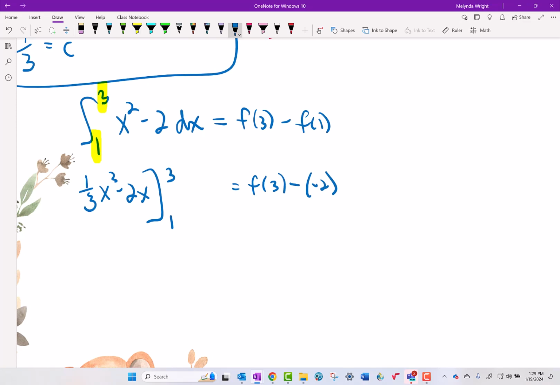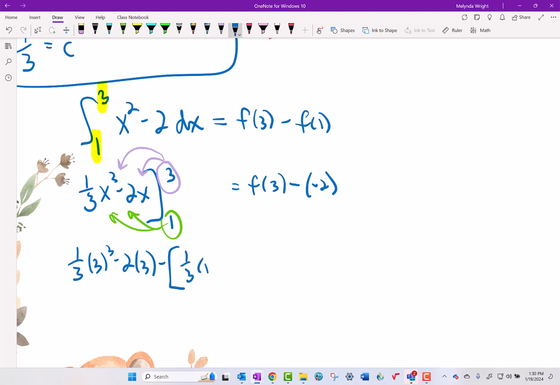Okay. So now I'm going to take this, sub that in, and then I'm going to take this and sub it in. So here we go. So I have 1/3 times 3 cubed minus 2 times 3, minus, I'm going to put the 1 in, 1/3 times 1 cubed minus 2 times 1, and that equals f of 3 plus 2.